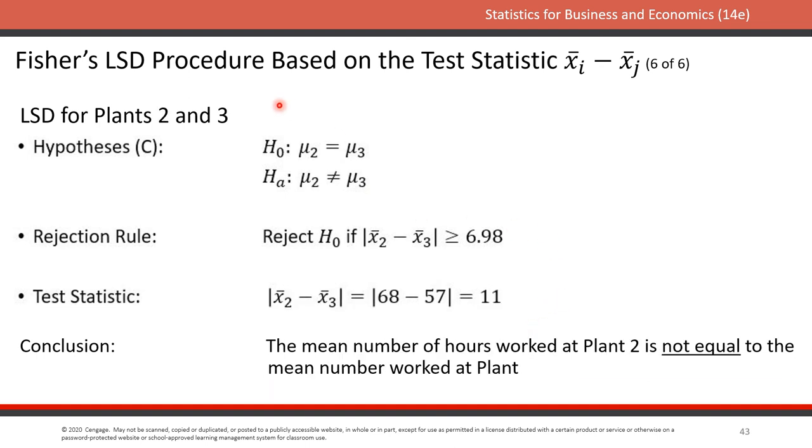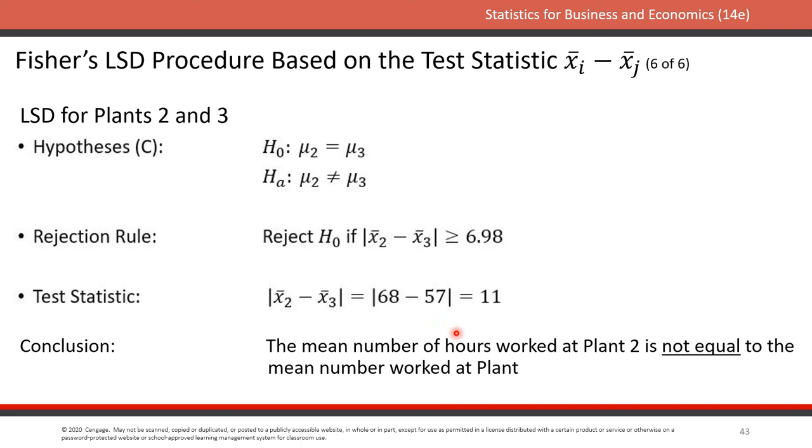All right, for the last comparison, we're comparing plant 2 to plant 3. So looking at plant 2 and plant 3, I see that the absolute value of the difference is 11. So plant 2 works 11 more hours than plant 3. The size for a significant difference is 6.98, and 11 hours is well above 6.98 hours. So this counts as a statistically significant difference. That is, there is enough evidence to conclude that plant 2 and plant 3 have a different number of hours that the managers work per week. Which one's higher? Well, it looks like plant 2 has a statistically significantly higher workload than plant 3.